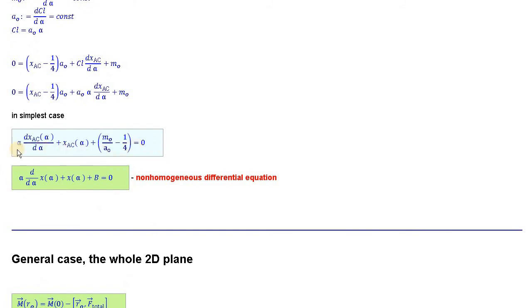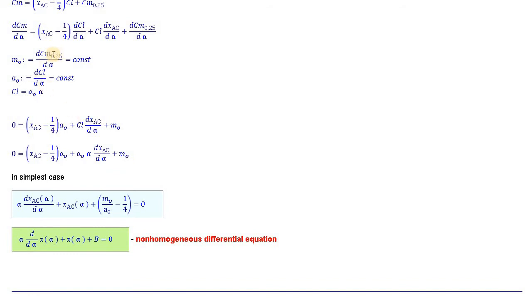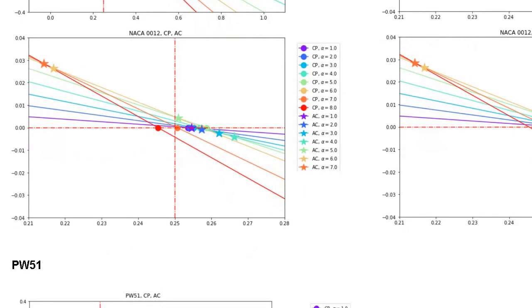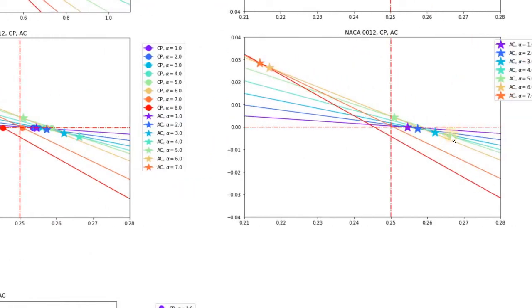Now you can see that this equation is a non-homogeneous differential equation. So you have to solve this non-homogeneous differential equation to find the position of the aerodynamic center as a function of alpha. If you do it in the right way, in the ideal case, when you have the simple conditions, with constant differentials for the moment coefficient and for the lift coefficient, you will end up with this equation. So if you solve it, you get the result for the ideal case, how the aerodynamic center depends on alpha. But in a real case, you don't make this assumption, so you're going to have this dependency, and the position of the aerodynamic center is not constant, it's shifting with alpha.